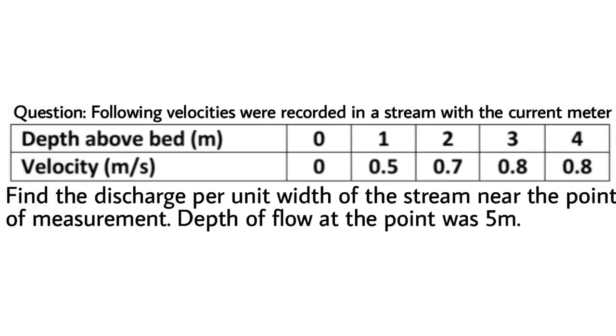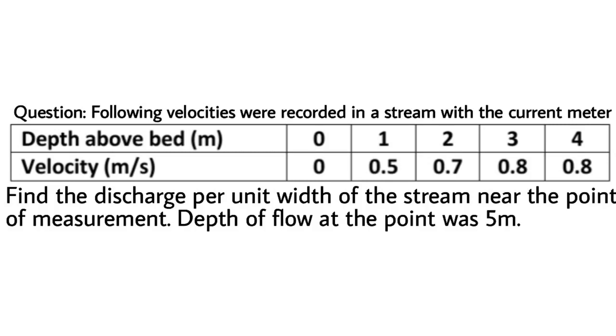Let's go through the next question, and this is related to the current meter. The following velocities were recorded in a stream with a current meter. The depth above the bed is given and the velocity in meter per second is given. At 0 meter above the bed, that is at the bed only, the velocity is 0 meter per second, and at 1 meter above the bed the velocity is given as 0.5 meter per second. Also the velocity at 2 meter above the bed is given, 3 meter above the bed is also given, and 4 meter above the bed is also given.